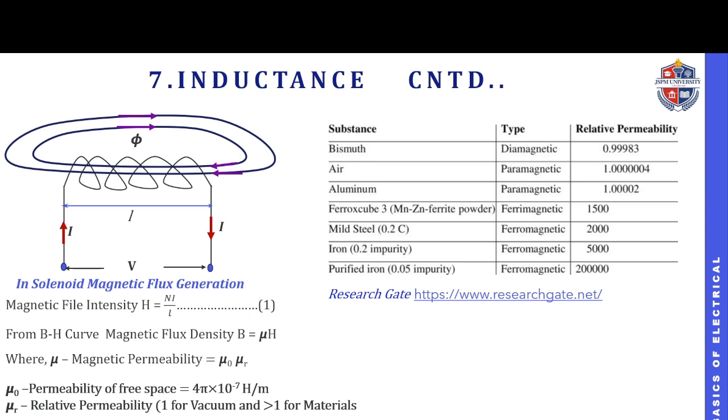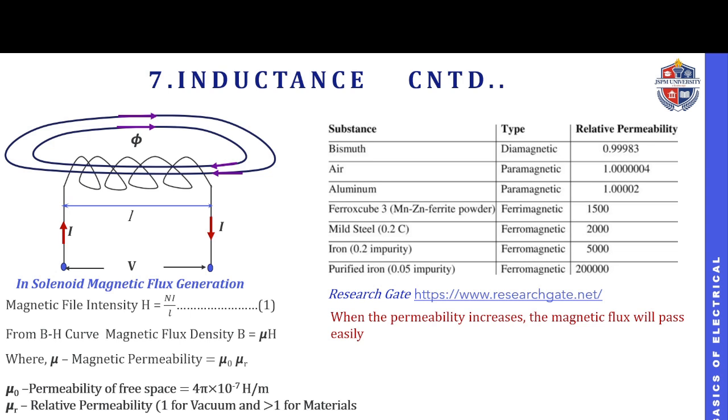Now from this, when the permeability increases, magnetic flux will pass easily. Already we know flux is magnetic flux. When the permeability of the material increases, automatically the magnetic flux density will increase. So the magnetic flux will easily pass in the magnetic circuit.